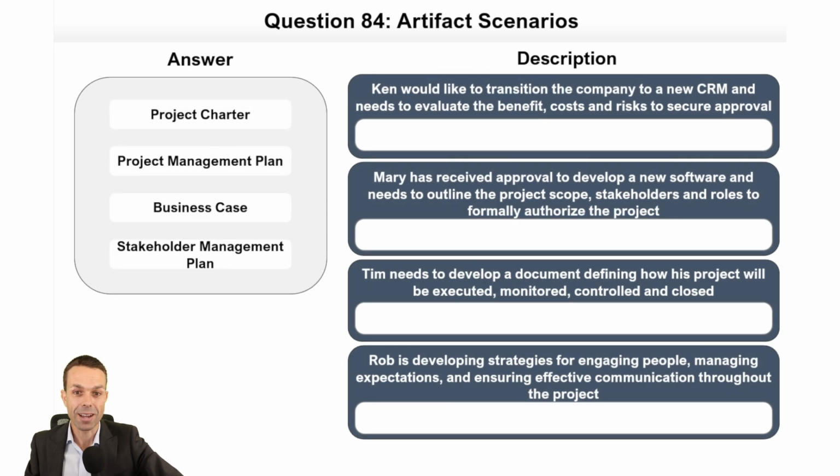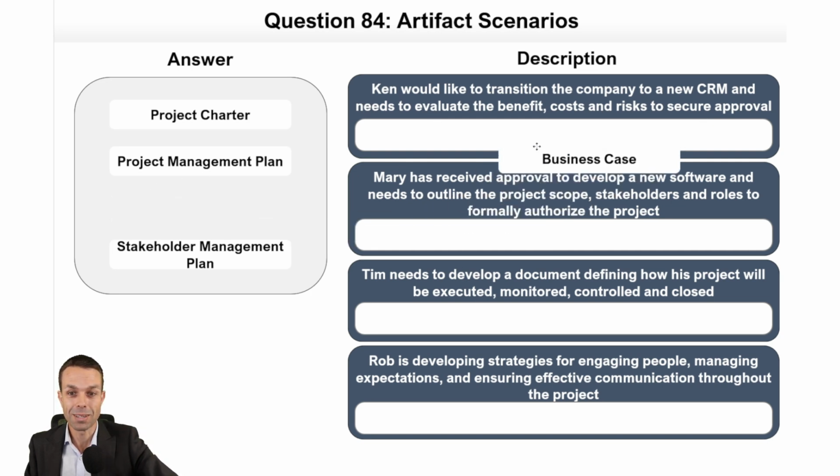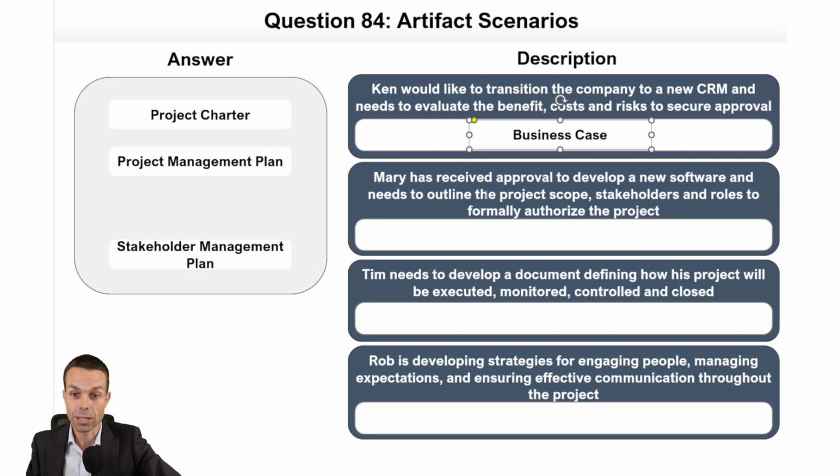All right, artifact scenarios. Ken would like to transition the company to a new customer relationship management system and needs to evaluate the benefit, costs, and risks to secure approval. He does that with a business case, of course, before a project charter. So Mary has received approval to develop new software and needs to outline the project scope, stakeholders, and roles to formally authorize the project. Oh, I was going to go with project management plan, but if it's to formally authorize the project, I think it's going to be project charter.